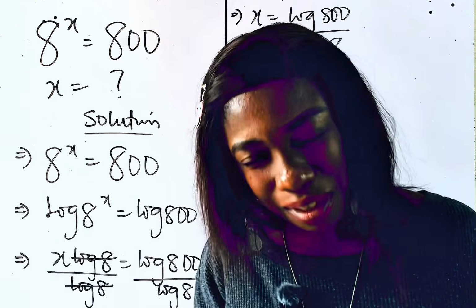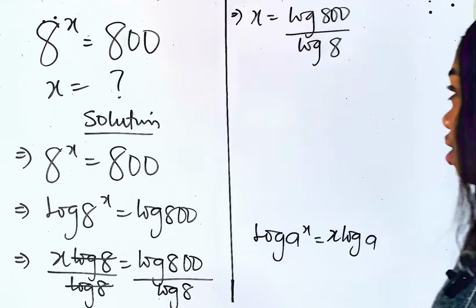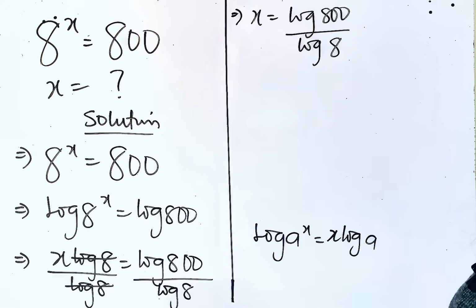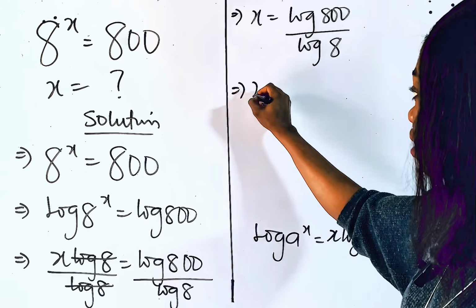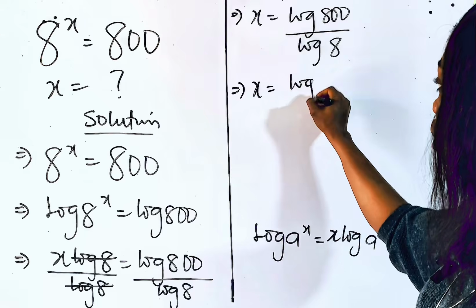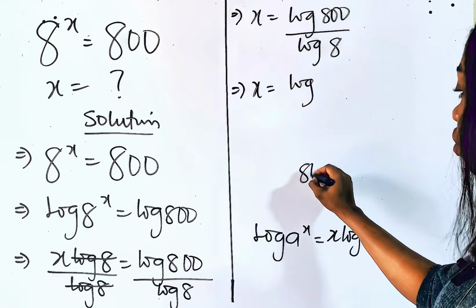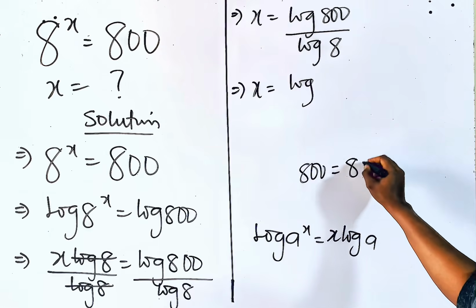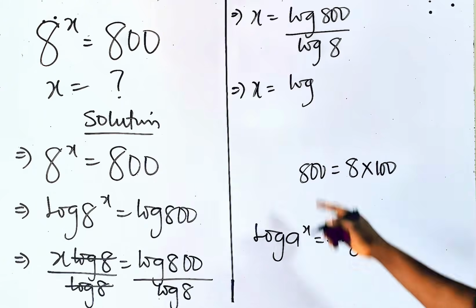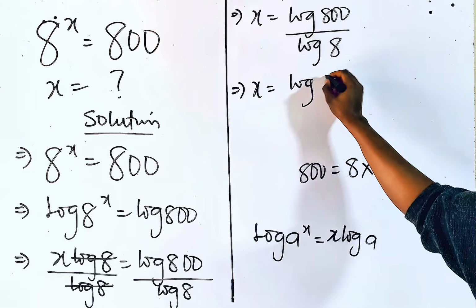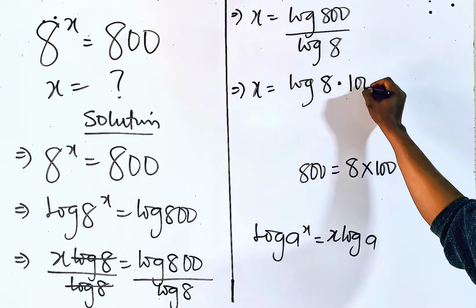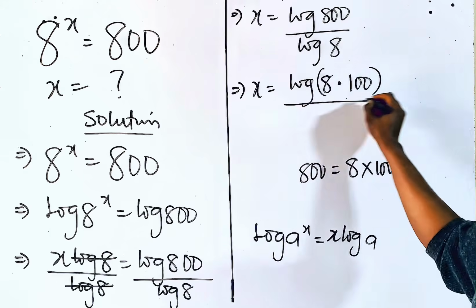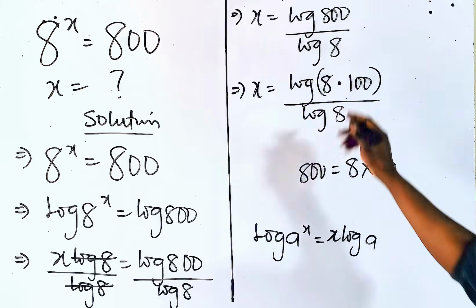No, it's not yet simplified. Let me teach you how to simplify. So this is also written as x is equal to log of 800, which, as you know, can be reduced to 8 times 100. So we can rewrite this as log of 8 multiplied by 100, divided by log of 8.